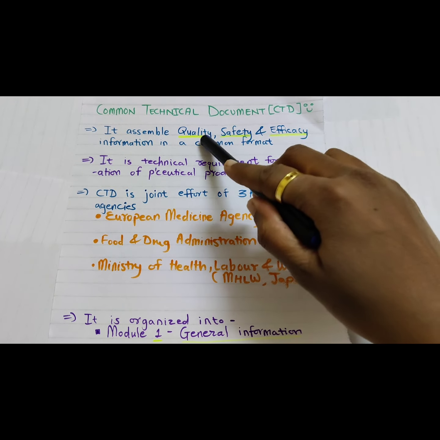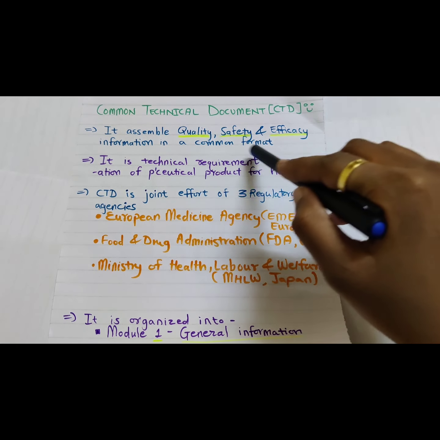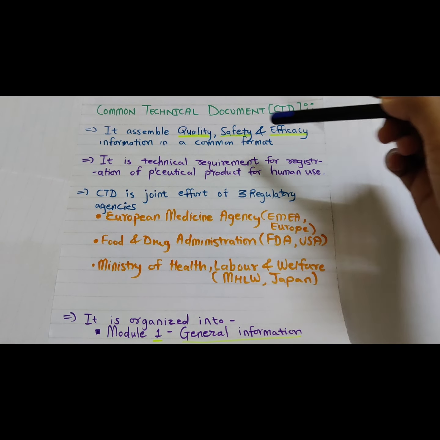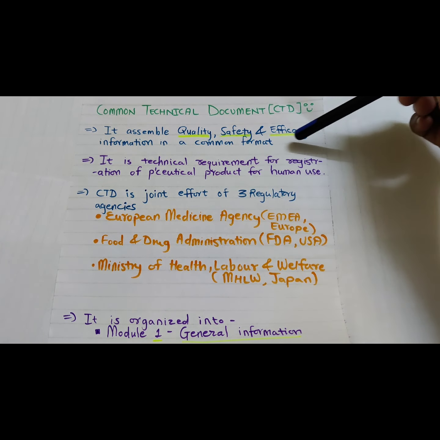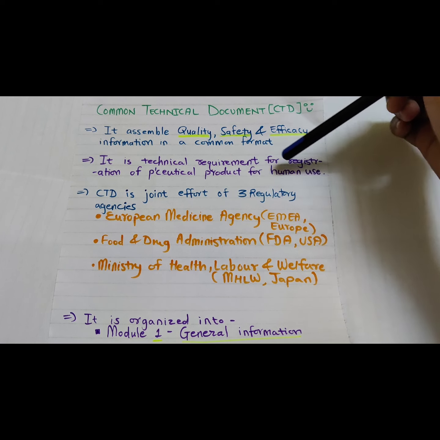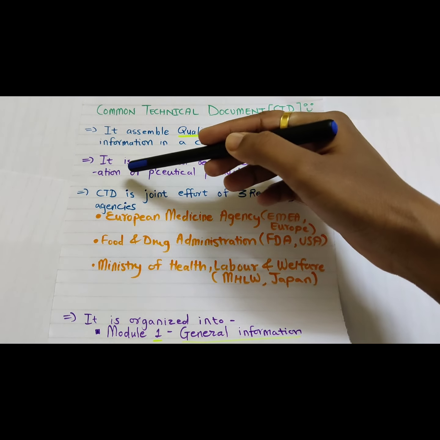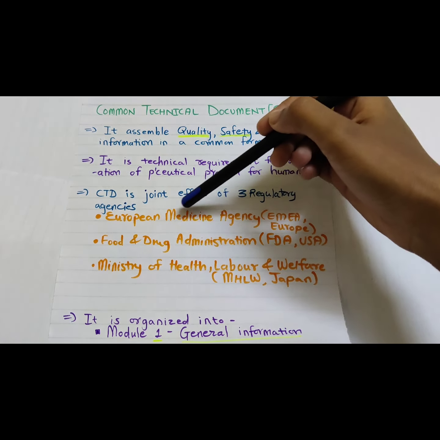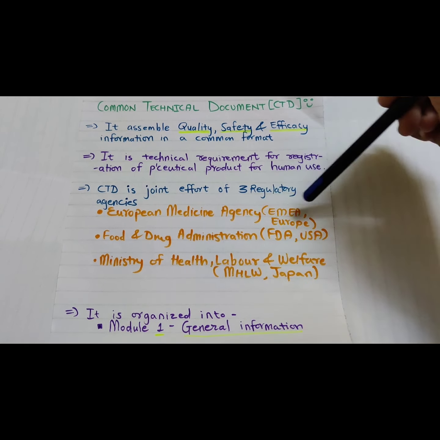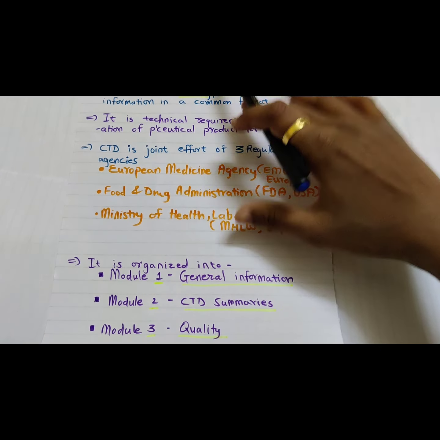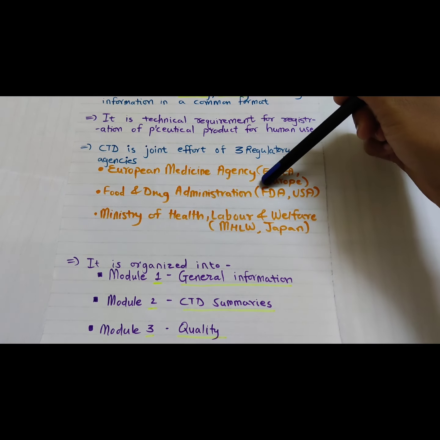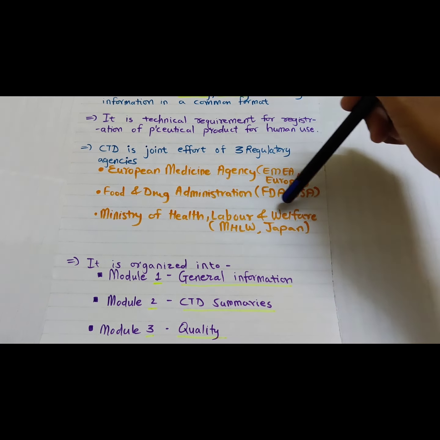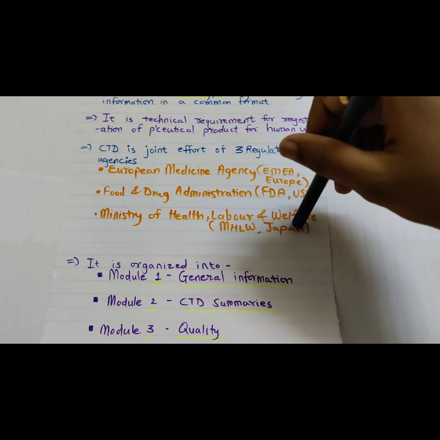It assembles quality, safety, efficacy information in a common format. So this has made the work easier. It is a technical requirement for registration of pharmaceutical products for human use. So again, CTD is a joint effort of 3 regulatory agencies. First is the European Medicines Agency, that is of Europe. Next is the Food and Drug Administration, that is of USA. Ministry of Health, Labour and Welfare, that is of Japan.